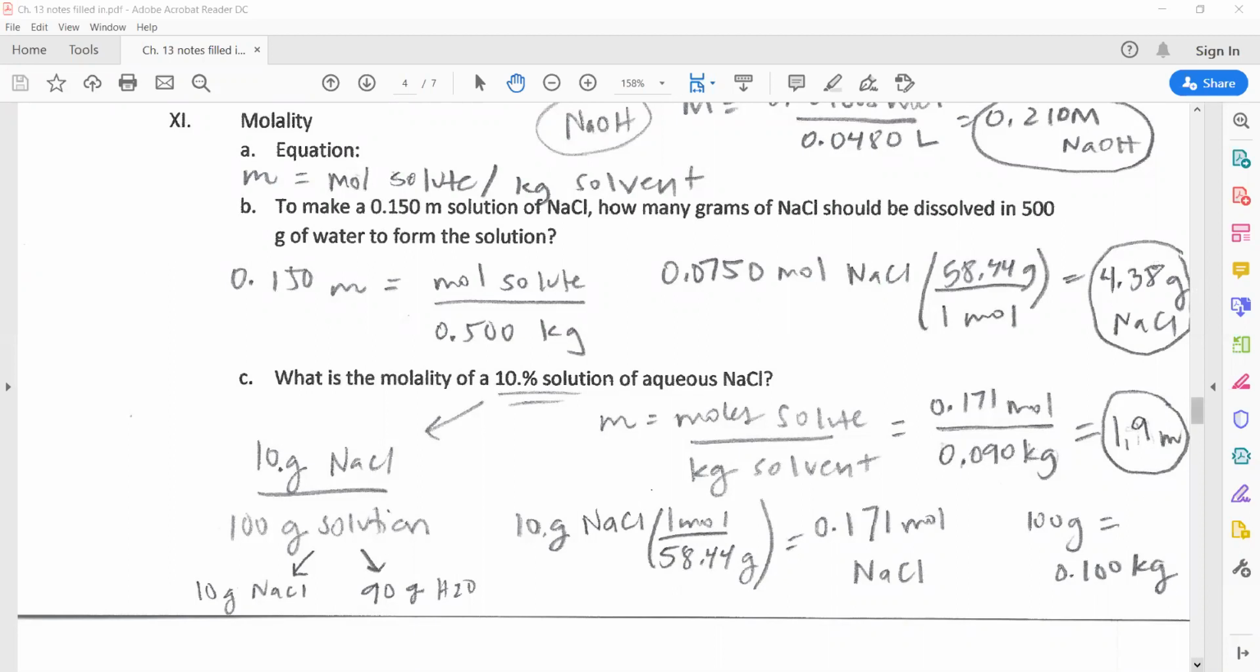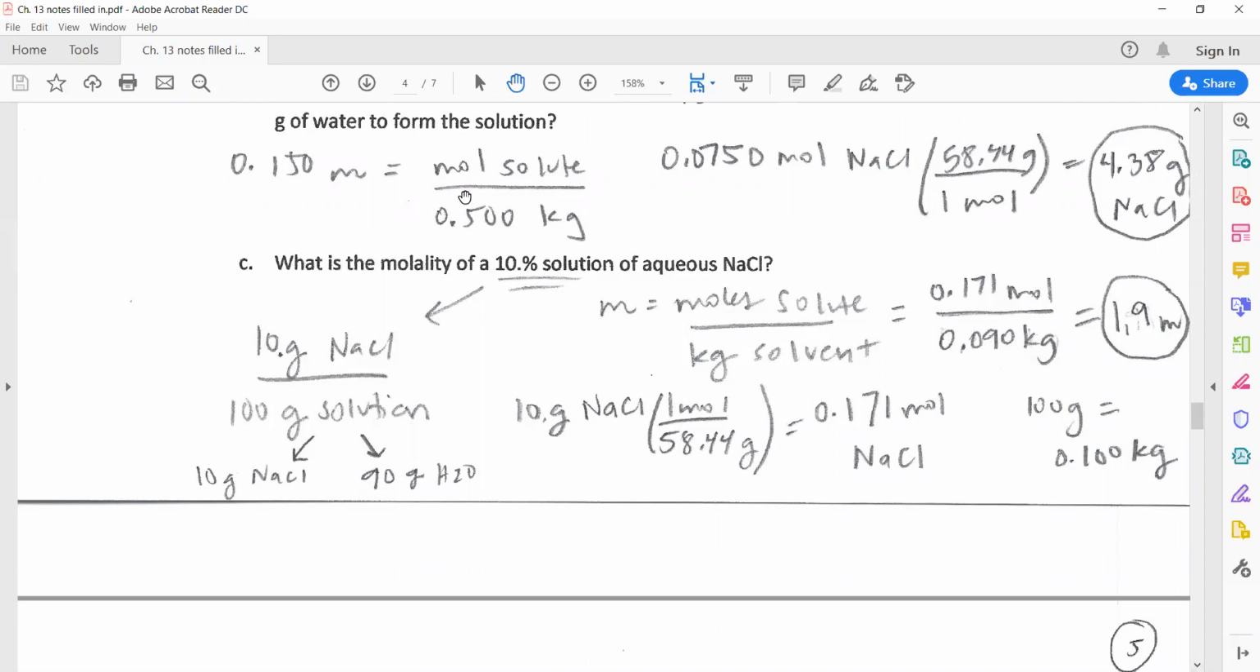We also will be given percent sometimes as our starting point. So let's see what to do here. It says, what is the molality of a 10% solution of aqueous sodium chloride? What I always recommend is if I have a 10% solution, I break it down as if I have 100 grams of total solution. Because if I have 100 grams of solution, it means 10 grams of the solution is the solute. So there must be 10 grams of sodium chloride dissolved in the 100 grams of solution, because that would be 10% of the solution.